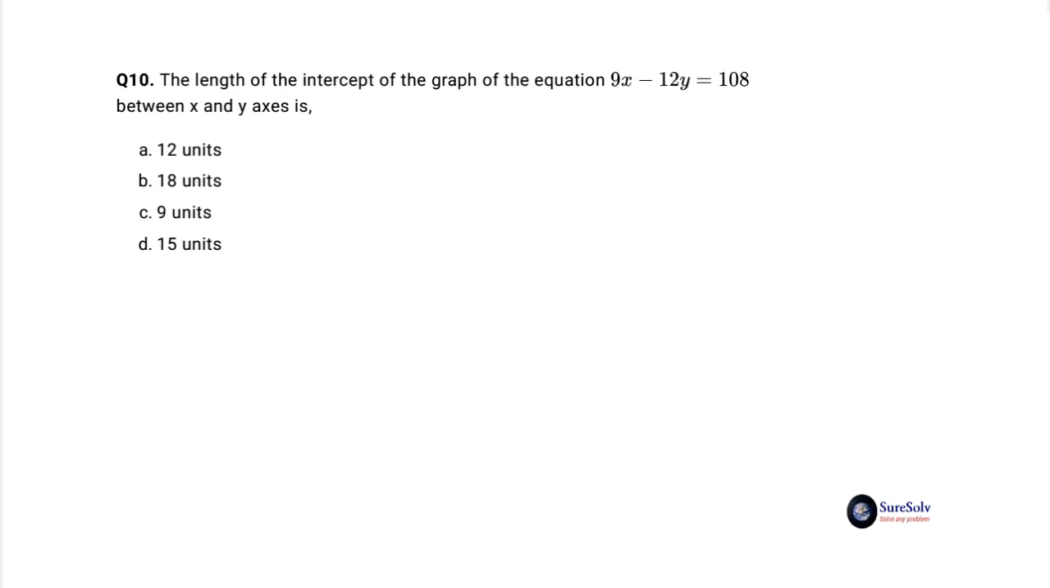By Pythagoras theorem then, the length of this intercept will be square root of the sum of squares of the perpendicular sides. That is, square root of 9 square plus 12 square equal to square root of 225 equal to 15. Answer option D, 15 units. With visualization, this problem can be solved in mind without drawing the graph.